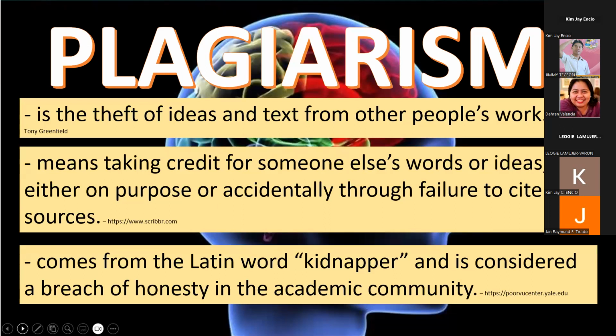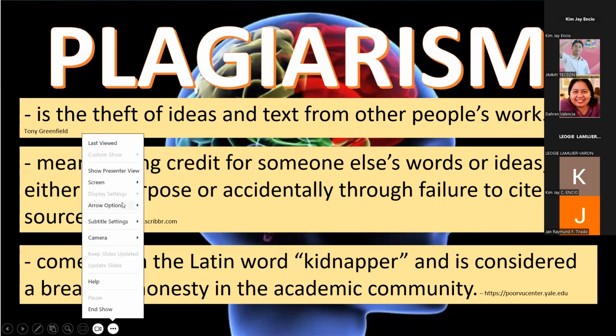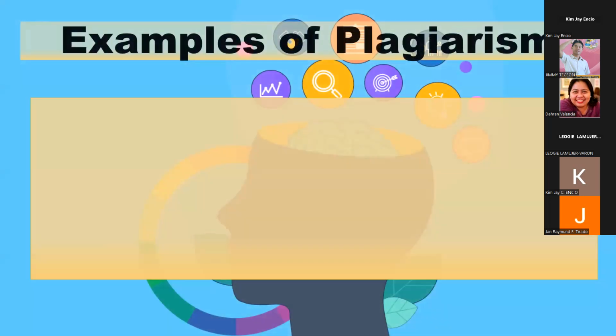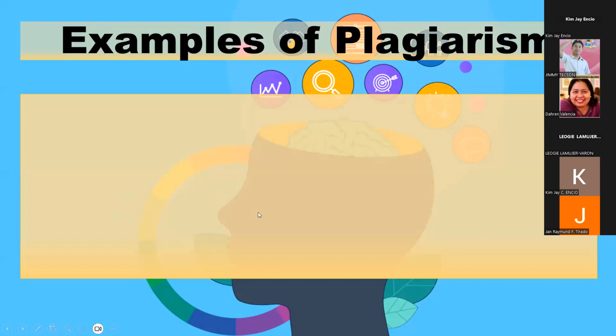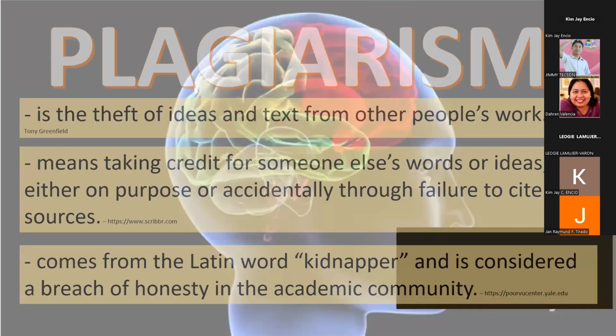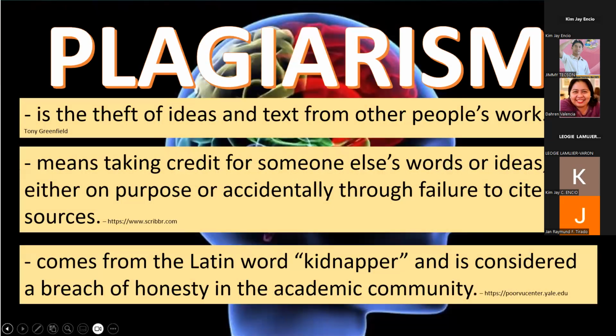According to different sources, plagiarism is the theft of ideas and texts from other people's work. In another source, it means taking credit for someone else's words or ideas, either on purpose or accidentally through failure to cite sources. In a while, we will be presented with different examples of plagiarism. The word came from the Latin word kidnapper. So this one actually shocked me, that plagiarism translates to kidnapper in Latin, and it is considered a breach of honesty in the academic community.